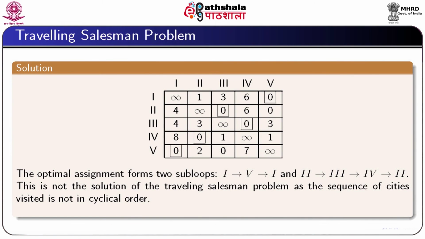Now, following the Hungarian method, we can easily find an assignment. The table shows that the optimal assignment forms two sub loops: city 1 to city 5 and then coming back to city 1, and then city 2 to city 3, city 3 to city 4, and then city 4 to city 2.